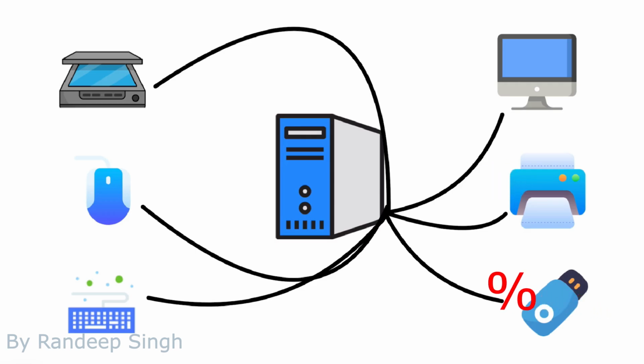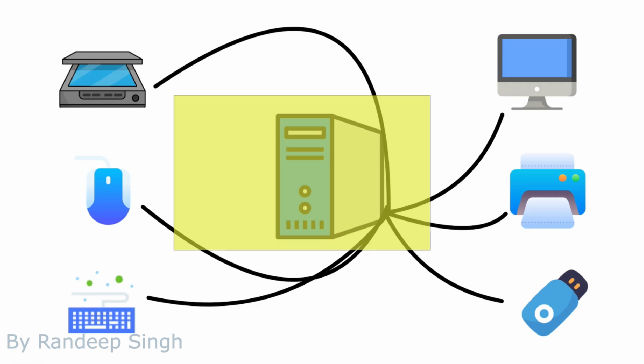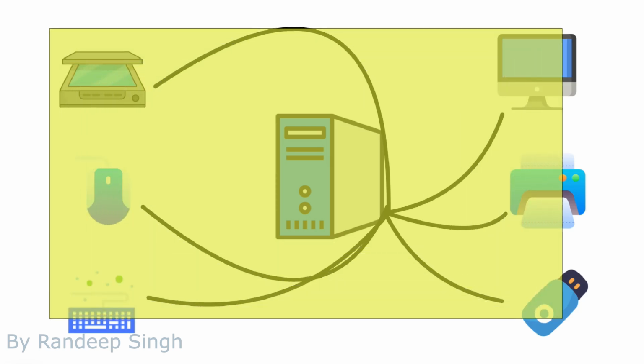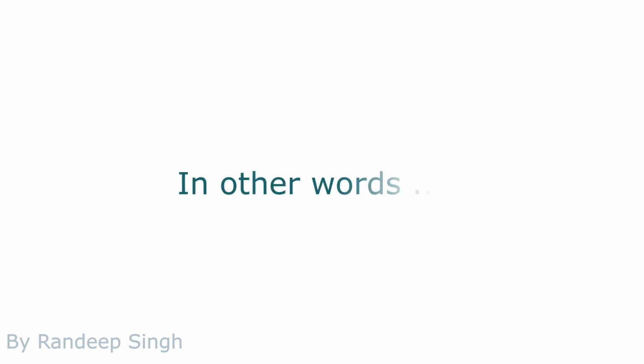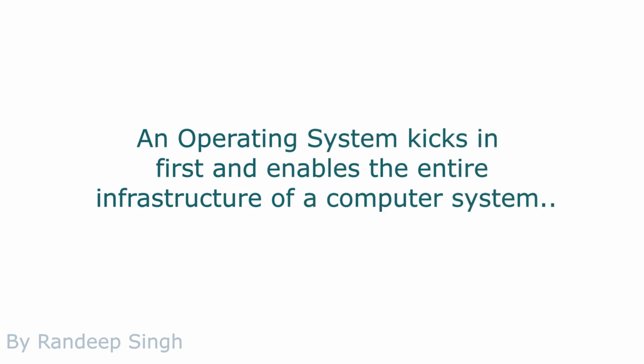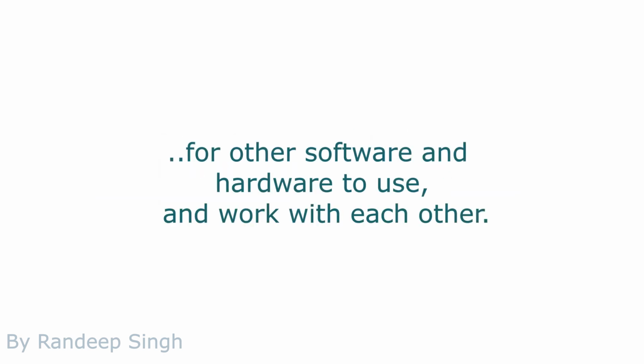In fact, when a computer is switched on, the operating system is the first software to be loaded on RAM so that the CPU can read and execute the instructions given by it. An operating system kicks in first and enables the entire infrastructure of a computer system for other software and hardware to use and work with each other.